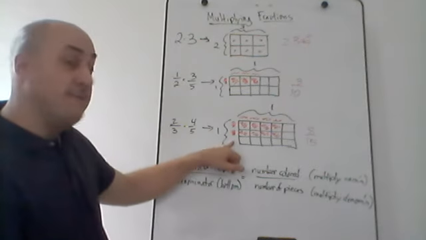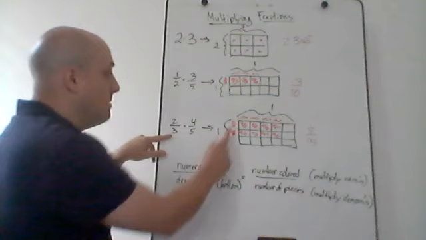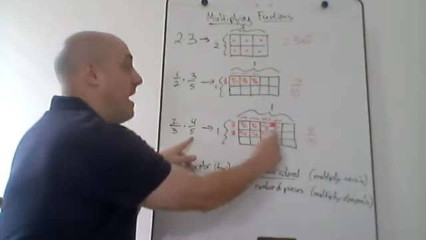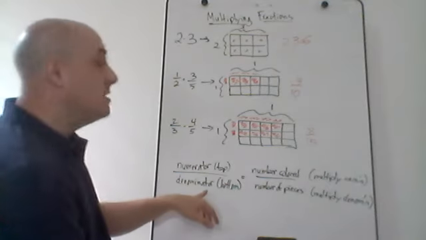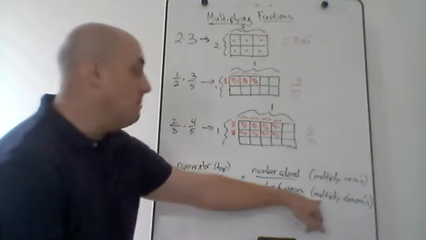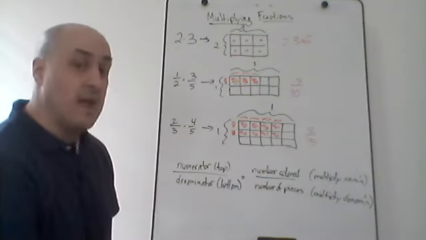For this one, we had 15 total pieces. Well, that came from the 3 on this side multiplied by the 5 on this side. 3 times 5 gave us the total of 15. So to get the denominator of our answer, we multiplied the denominators from our original fractions.